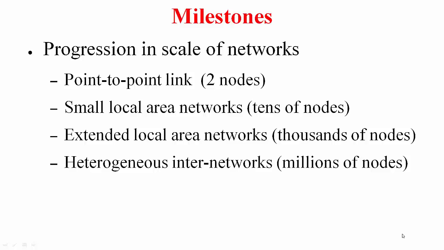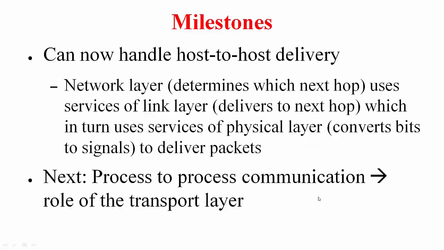We have reached quite a few milestones. We started out with a simple two-node network over a point-to-point link, and then we scaled it up to tens of nodes operating in a local area, and then we extended it to cover thousands of nodes, and then we interconnected heterogeneous networks to span millions of nodes. Right now, we know how to handle host-to-host delivery. You give a packet with the correct destination IP address. We know how to send it to the right destination.